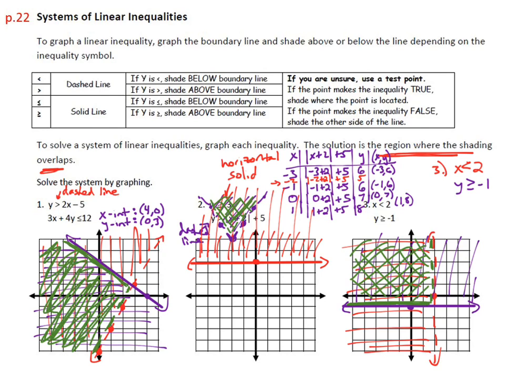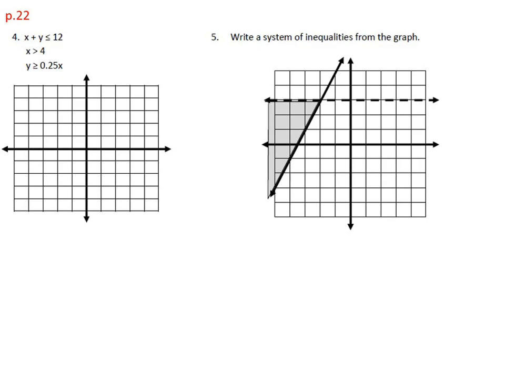All right, let's try just a couple more. Now keep in mind, any system is where we have 2 or more equations or inequalities. So we can have 3 inequalities that we graph on the same grid. If we have x plus y is less than or equal to 12, and then x is greater than 4, and then y is greater than or equal to 2/5 x, we're going to graph all 3 equations on the same grid.